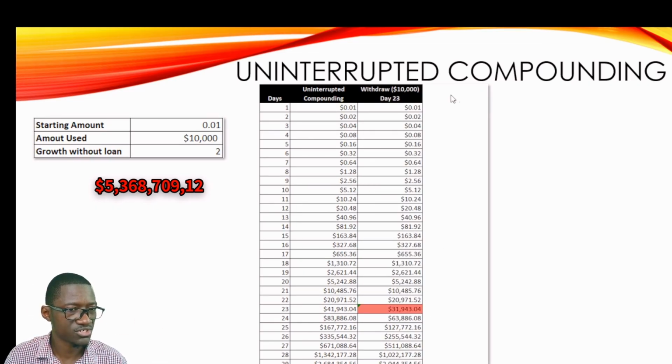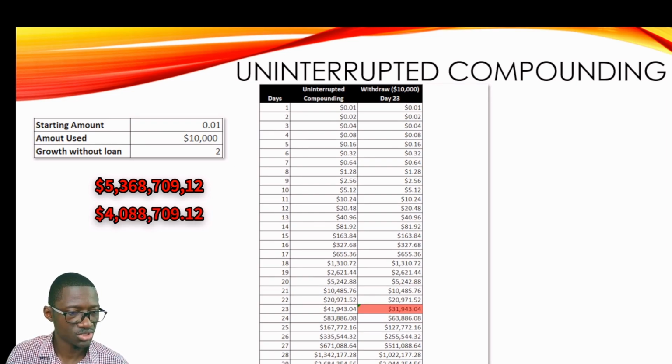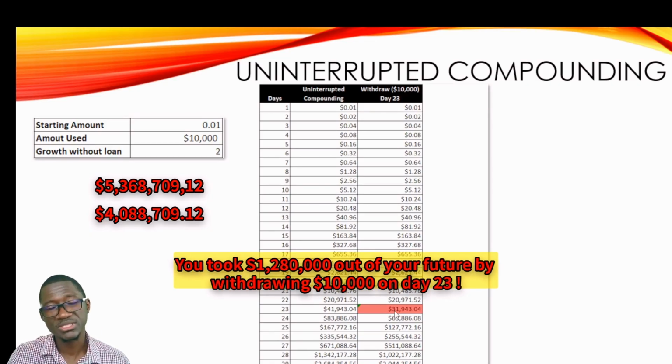Let's say we withdraw $10,000 on day 23. So you see, at the end of day 30, you are now just above 4 million. So basically, you lost almost 1.3 million by taking out $10,000. As you can see, you took $10,000 out, but you also took 1.3 million out of your future. Why? Because you decided to withdraw. Maybe you will say, oh, that's not too bad, I still have 4 million.